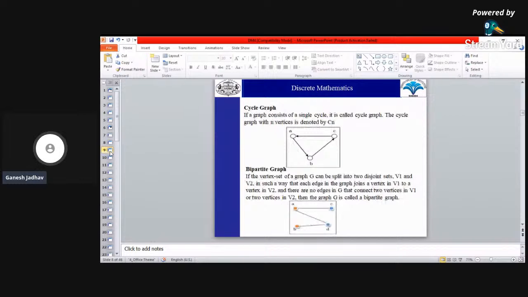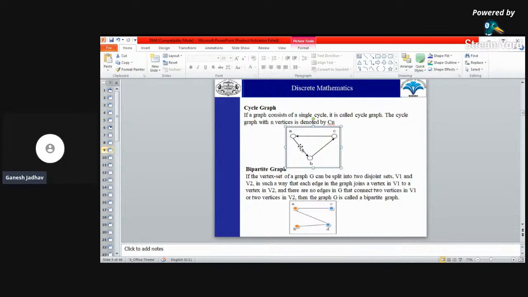Then another one is the cycle graph. So what is a cycle graph? A graph that consists of a single cycle is called a cycle graph. You can see in this particular graph there is one cycle, which starts from A to B, B to C, and C to A.